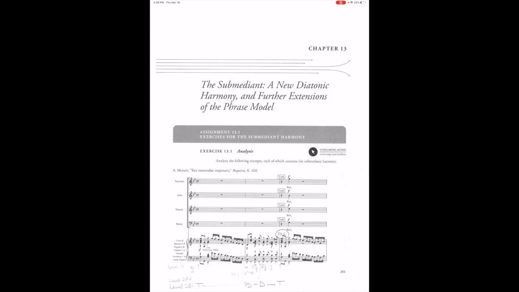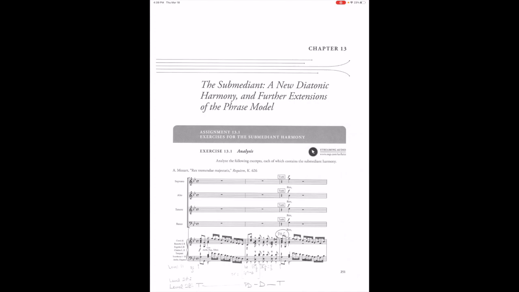Chapter 13 deals with the submediant, and this is the homework helper for this. So turn to your own book, 13.1. We're going to go over some of the homework assignment together. Let's look at 13.1 so you know how to do it. It says, analyze the following excerpt, which contains the submediant harmony. So you're looking for the sixth chord, right? Now I've already got the answers written in here, but let's figure out how I got it.